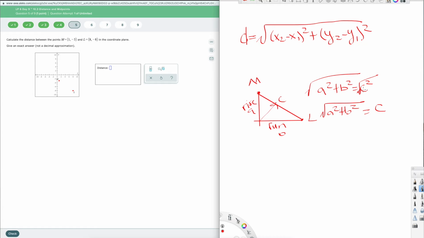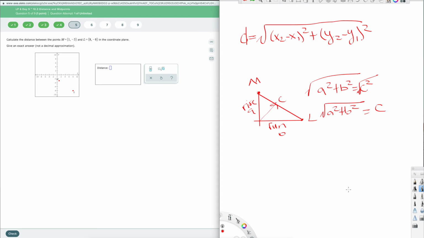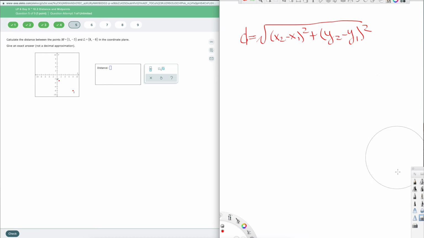I can't do that with these guys because they're being added together, so they have to stay under here. So if we notice, C relates to D, and then I have A squared, which could be the x's subtracted from each other, and B squared, which could be the y's subtracted from each other, because I still have these squares. So even though it's a little bit more complicated looking when we get to this point, it's the same idea. It's Pythagorean Theorem. We're using the idea of a right triangle.